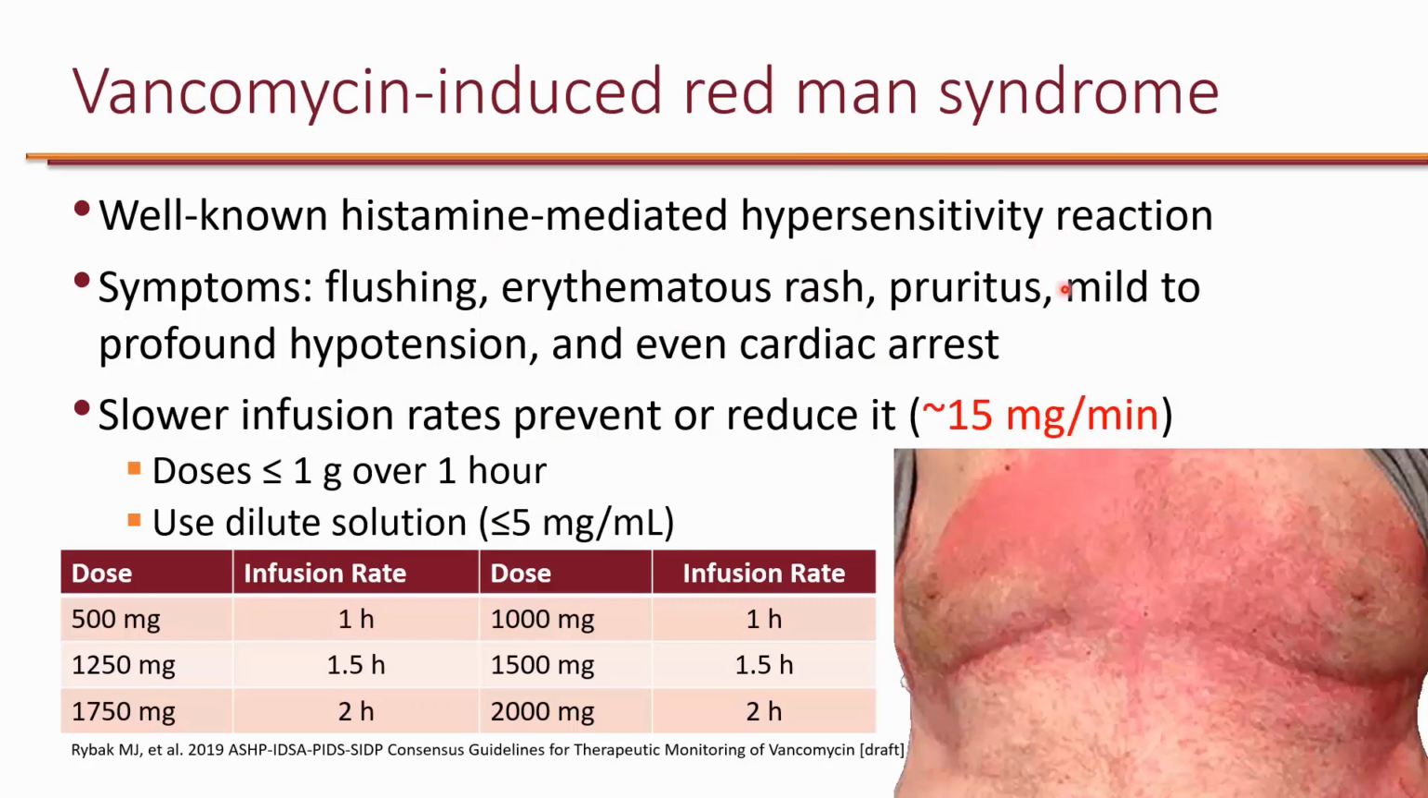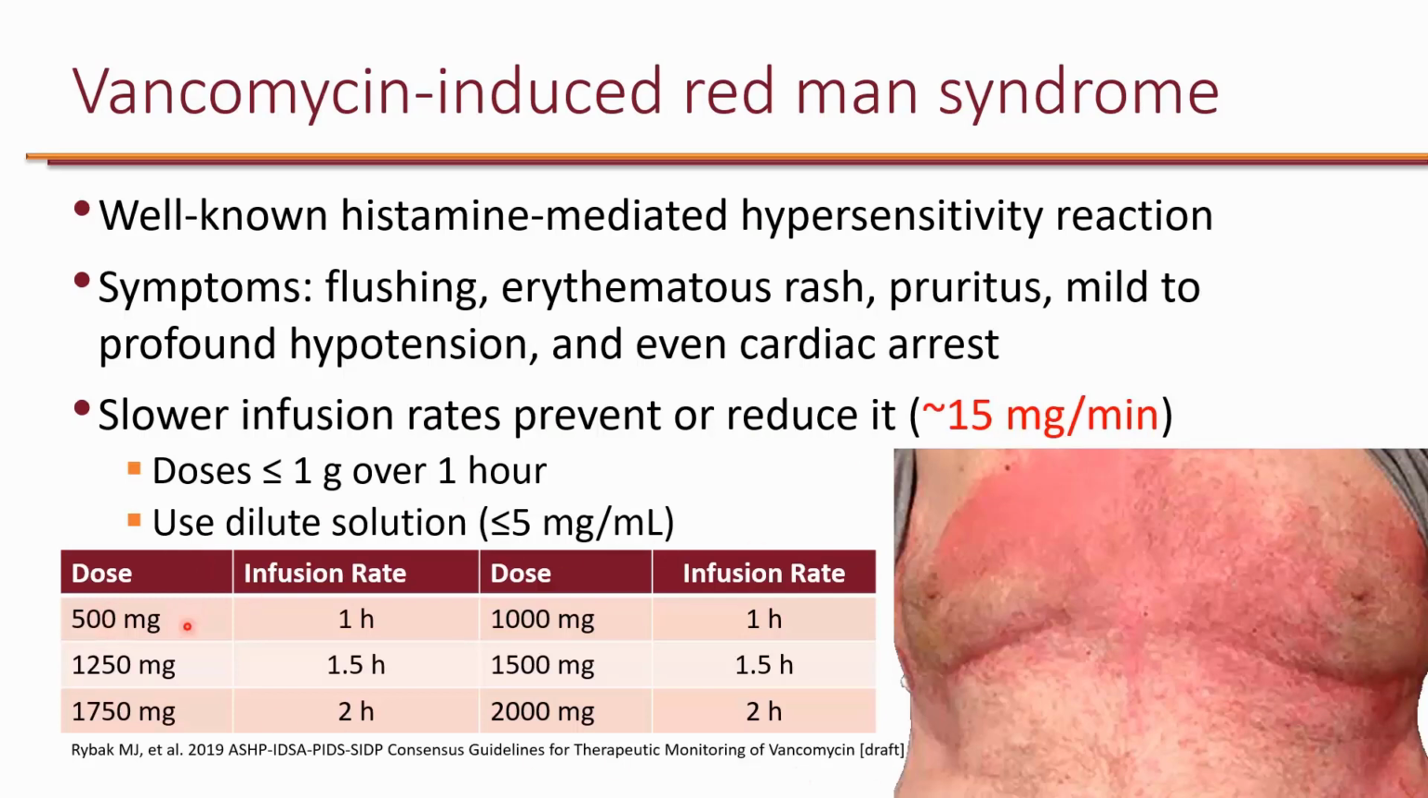As you can see in this picture, it actually causes flushing, erythematous rash. It causes some pruritus, and sometimes mild to profound hypotension, including even cardiac arrest, which is not as common. And this can be avoided if you slow the infusion rate, typically to about 15 milligram per minute. And there are also standardized recommendations.